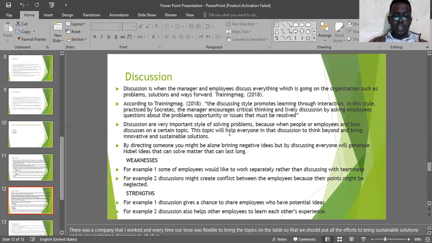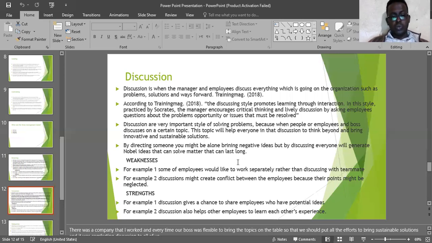So discussion is a very important style in solving problems, because when employees and the boss discuss a certain topic, it will help everyone in that discussion to think beyond and bring innovative and sustainable solutions. By directing, you might be alone bringing negative ideas, but by discussing, everyone will generate novel ideas that can resolve matters in a lasting way.